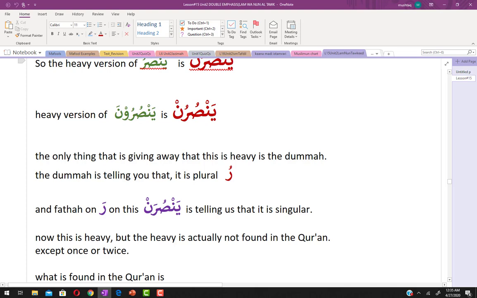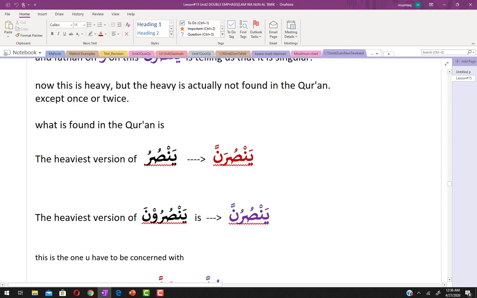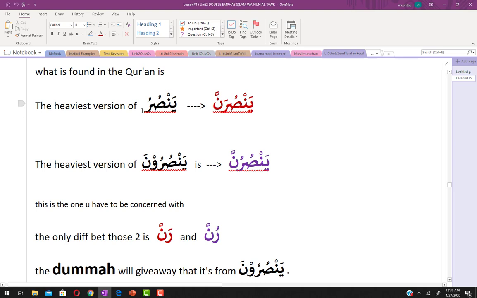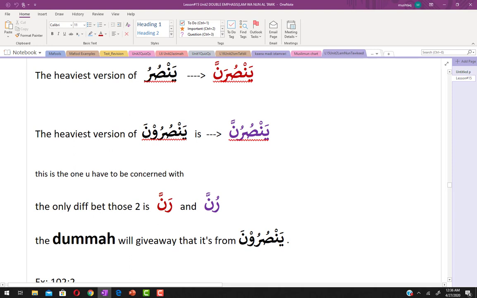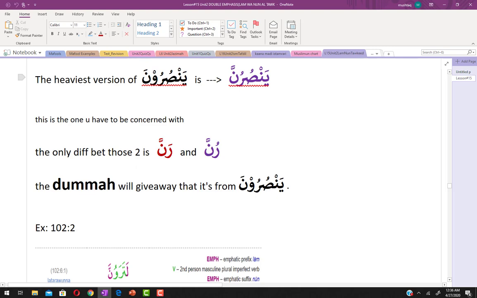What is actually found in the Quran is the heaviest version. So let's learn about that. The heaviest version of yansuru is yansuranna. Here we have noon shadda, noon saqila. The heaviest version of yansuruna is yansurunna. What difference do you see between these two? This is the one you have to be concerned about. The only difference between the two is runna and runna. The dhamma will give away that it is yansurunna, the plural, and the fatha on runna will say that it is singular. Yansuranna and yansurunna.